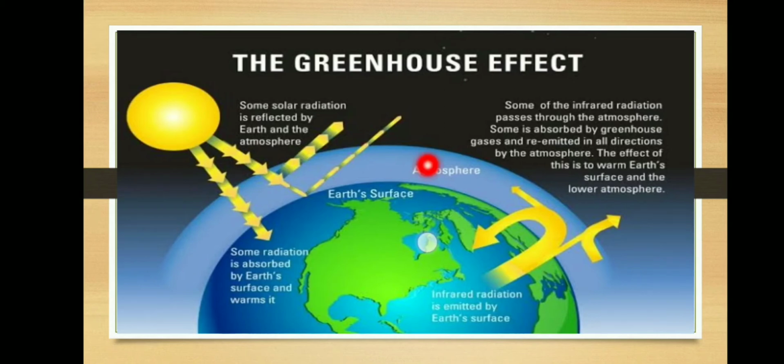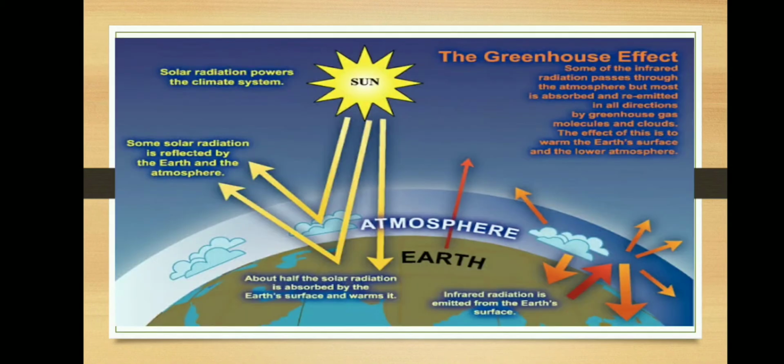You can see here some solar radiation reflected by Earth and the atmosphere away from the Earth's atmosphere. Some of the infrared radiation passes through the atmosphere, some is absorbed by greenhouse gases and re-emitted in all directions by the atmosphere. The effect of this is to warm Earth's surface and the lower atmosphere. You can see here the radiations from sun, some of them are absorbed and most of them are sent back to the atmosphere.